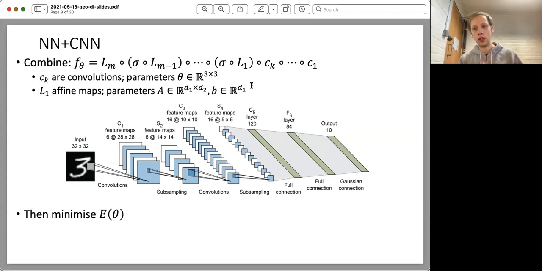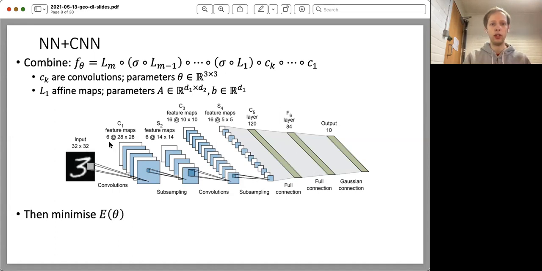And there's one last thing I want to say about this standard machine learning, and that is maybe something to spark your enthusiasm for machine learning. You can now combine these fully connected neural networks and convolutional neural networks, as you see here. I have a bunch of convolutions, C1 to CK, and then always these linear things and these sigmas. And you can make very complicated functions with very many parameters this way.